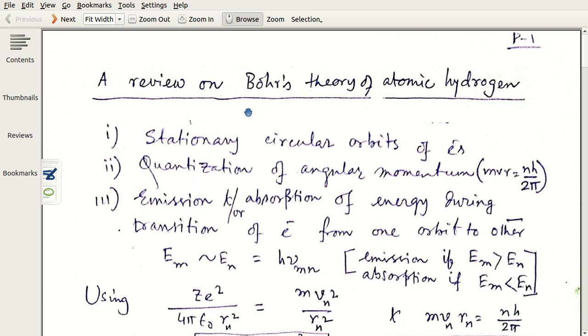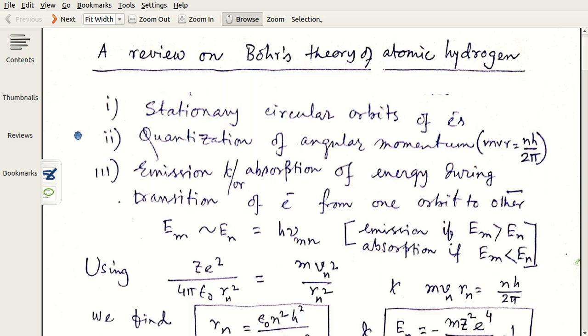You have seen how Bohr's theory was developed, and the postulates and the merits and demerits of Bohr's theory were highlighted there. So I will not discuss everything about Bohr's theory, but some interesting features of Bohr's theory will be discussed here in this class. And what we learn from Bohr's theory is that there are stationary circular orbits for electrons. Electrons circulate around those orbits.